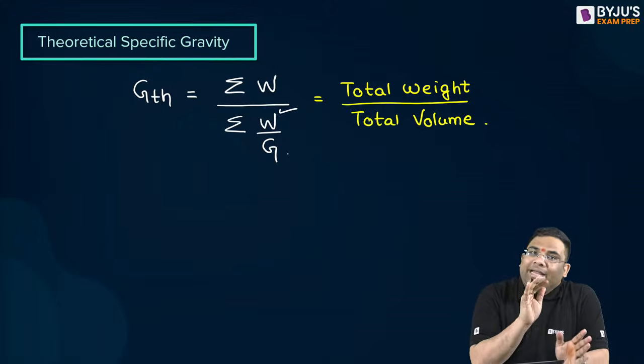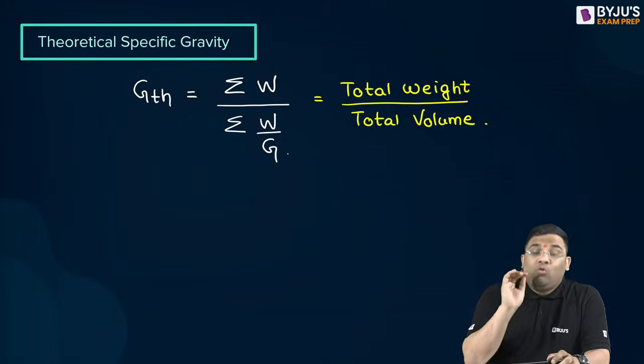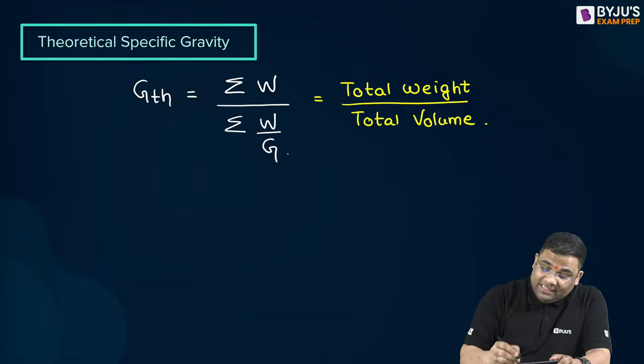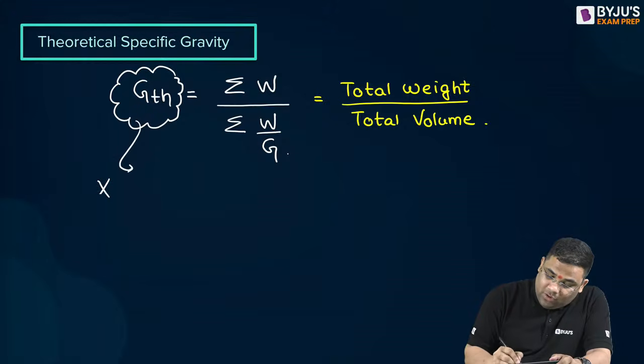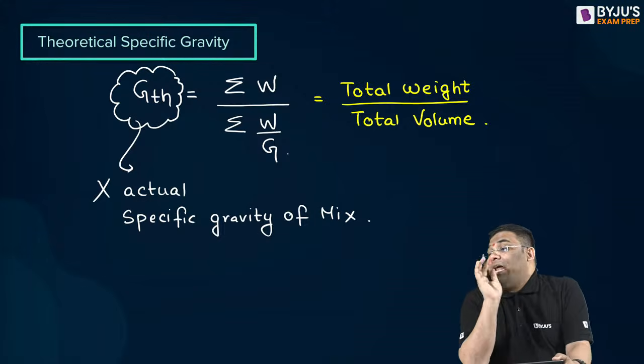These weights belong to aggregate or bitumen because air doesn't have any weight. So I have ignored the volume of air. Since I have ignored the volume of air, I can say that this theoretical one is not the actual one. This is not the actual specific gravity of the mix. So how do we find out the actual specific gravity of the mix?